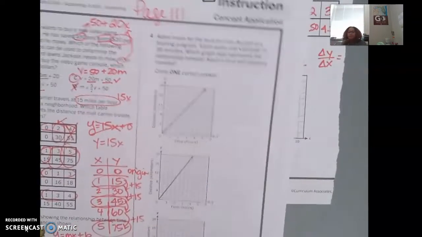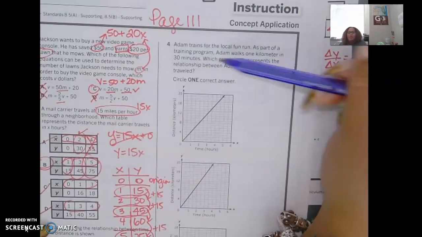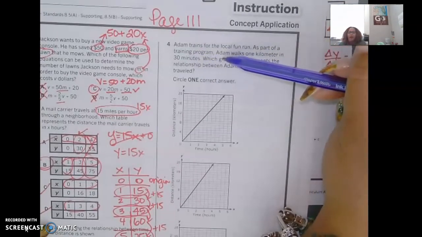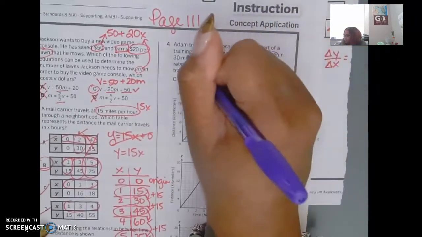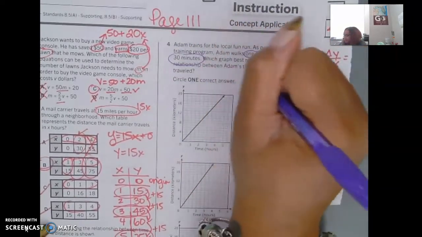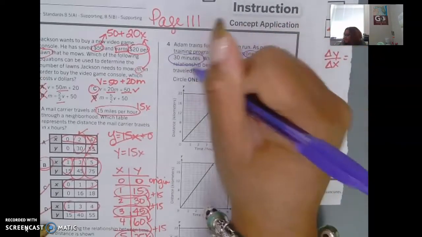Number 4. It says Adam trains for the local fun run as part of a training program. Adam walks 1 kilometer in 30 minutes. That's a rate. 1 kilometer, 30 minutes. Which graph best represents the relationship between Adam's time and distance traveled?